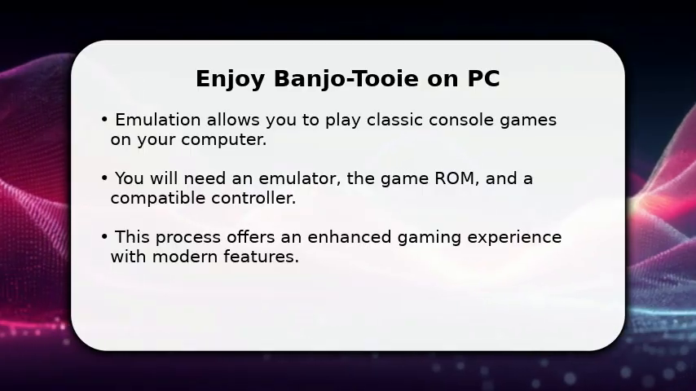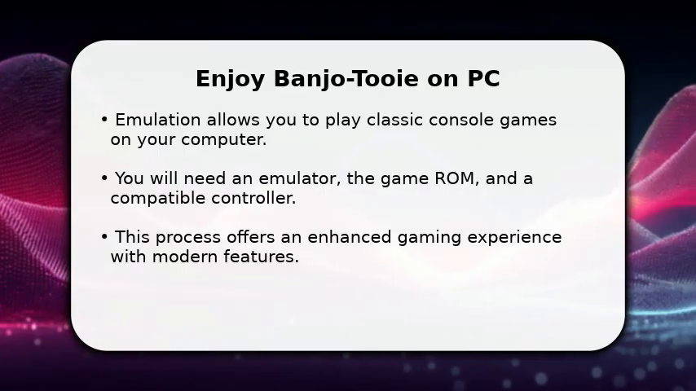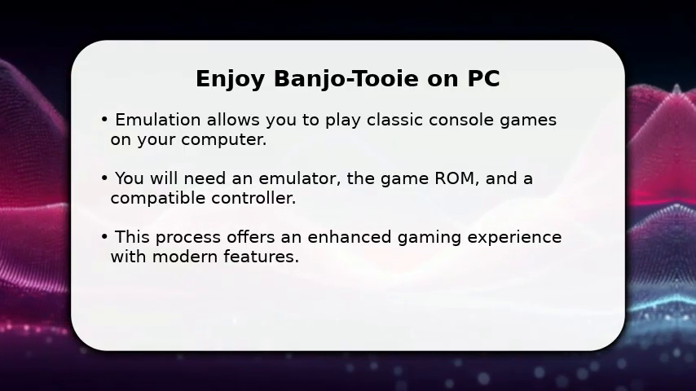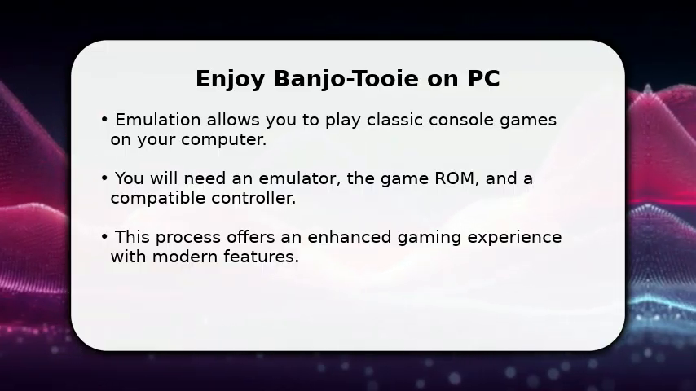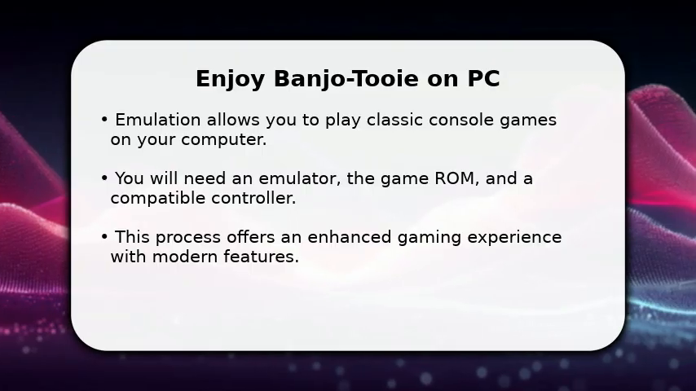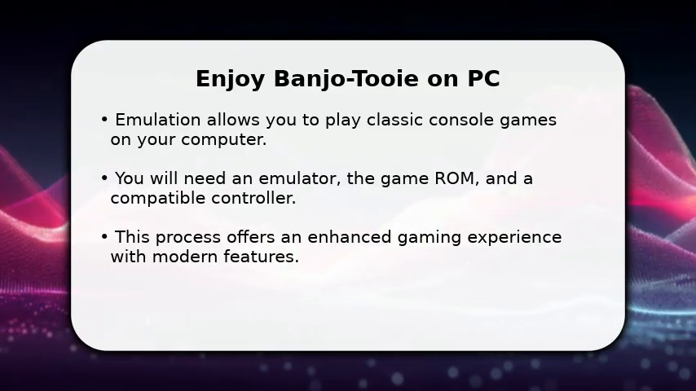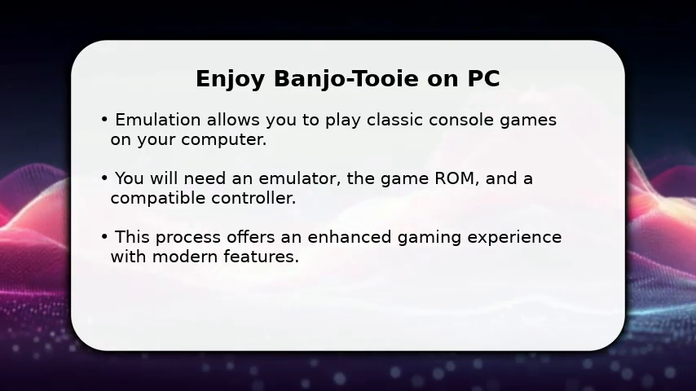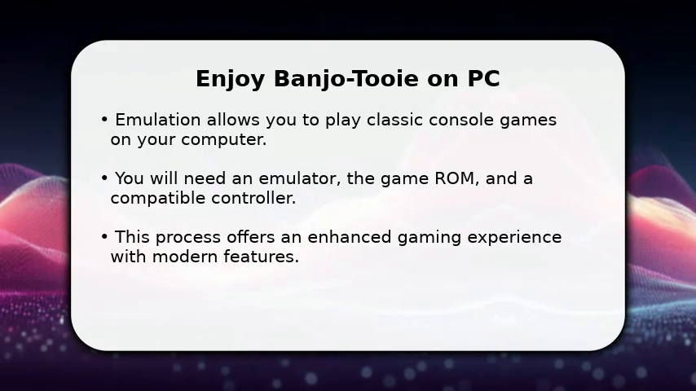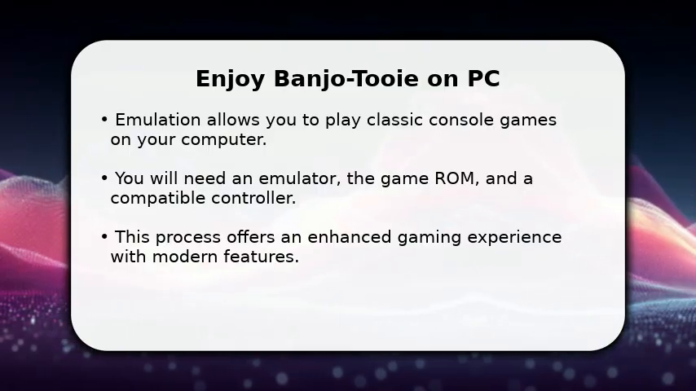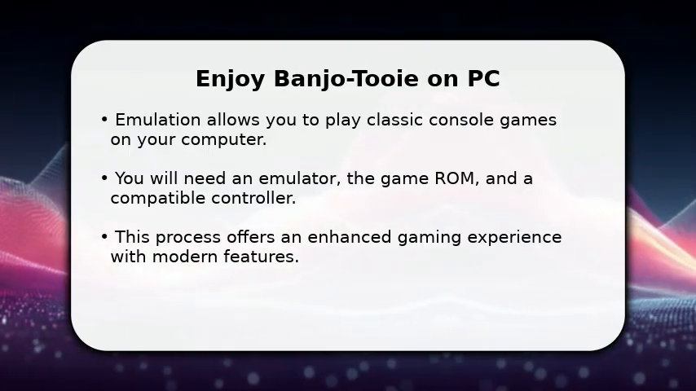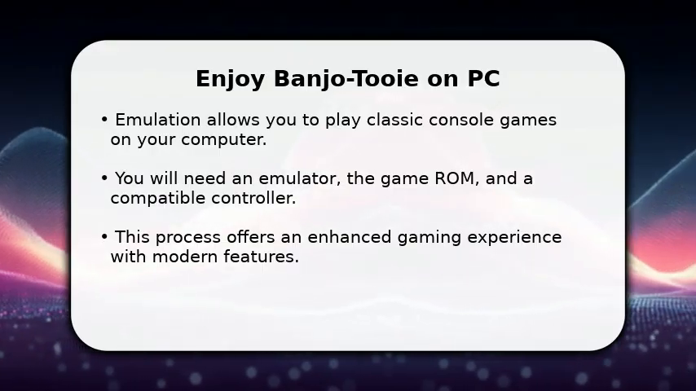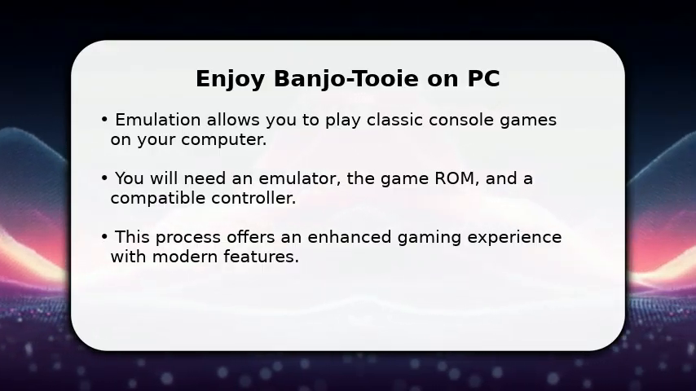In this video, I will explain how to play Banjo Tooie on your personal computer. Emulation brings classic console titles to modern systems, offering a fantastic way to revisit your favorite adventures. To get started, you will need three main components: an emulator program, the game's digital file, often called a ROM, and a compatible game controller. This setup can provide an enhanced gaming experience with improved graphics and various customization options.